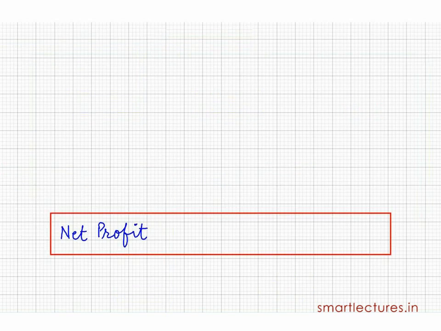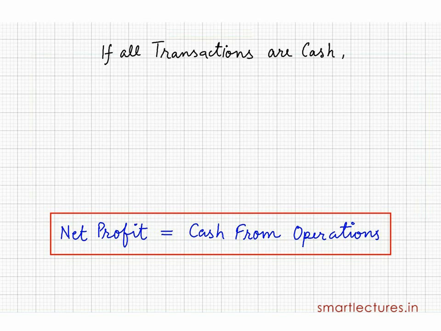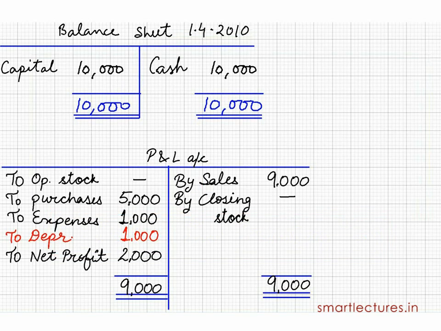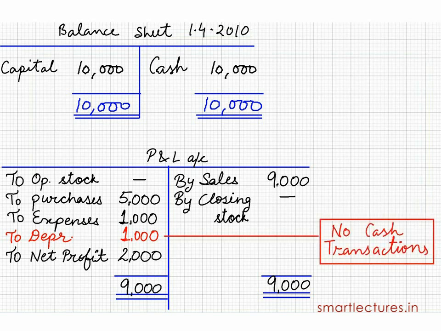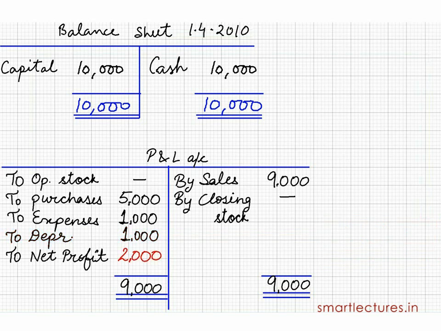You know, net profit and cash from operation are one and the same thing, if net profit has been calculated on the basis of purely cash transactions and operating activities. In this question, you can say there is no change in any current asset, but on the debit side there is one item of rupees 1,000, that is depreciation. It means this is a non-cash transaction, and your net profit of rupees 2,000 is also influenced by rupees 1,000.